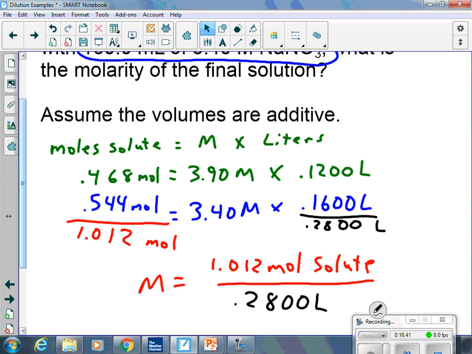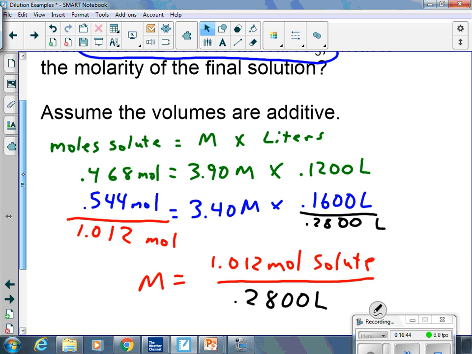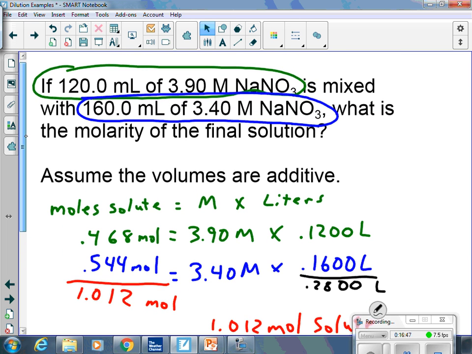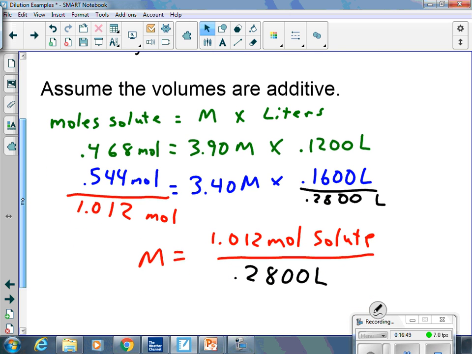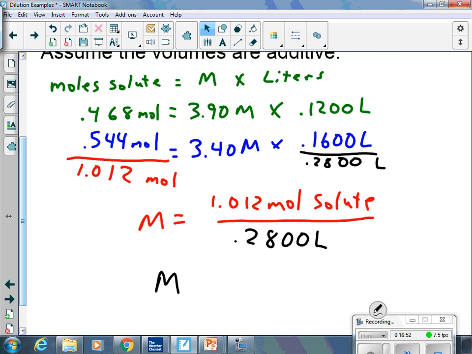And when I come up with my value for my molarity, let me go back up and look at sig figs. I'm seeing 3 sig figs. So when I come up with my value for my molarity, it is equal to 3.61 molar. So when I combine those two different molarities of the substance, I came up with a total molarity of 3.61 molar.